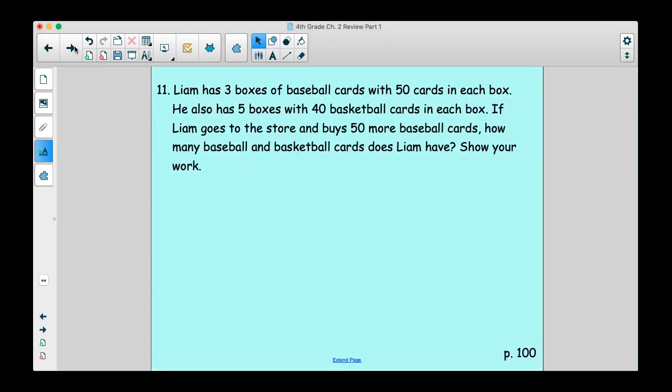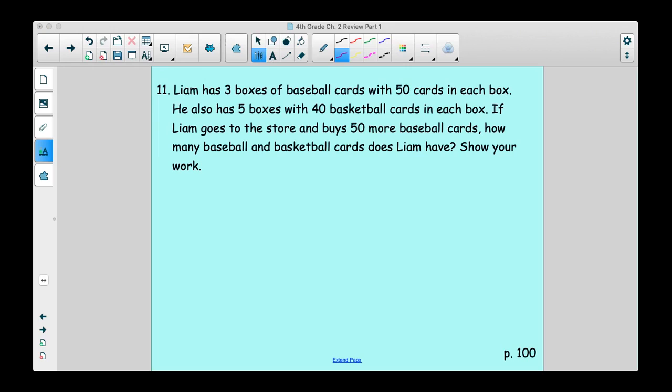All right, let's check out the next one. So we've got Liam here. Liam has, actually, you probably want a chance to read it to yourself. So read it to yourself. Okay. This is multi-step, right? So Liam has 3 boxes of baseball cards with 50 cards in a box.